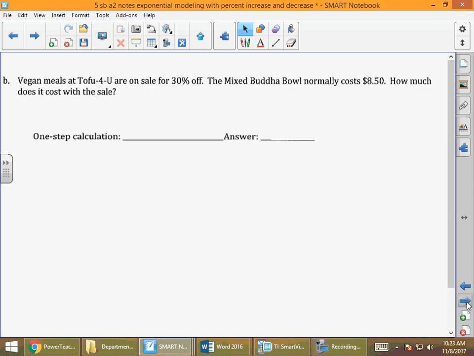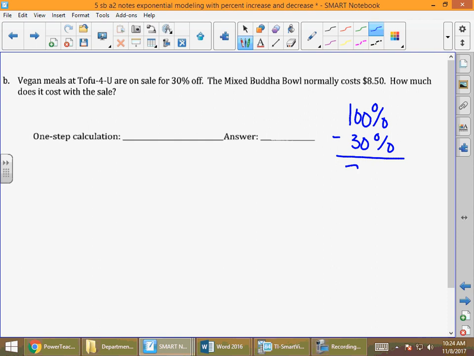Vegan meals at Tofu For You are on sale for 30% off. The mixed Buddha bowl normally costs $8.50. How much does it cost with the sale? Well, we like sales because sales mean we pay less money, hence the 30% off. But when we go to calculate this, it's going to be 100% minus 30%. Means that we're only going to pay 70%.